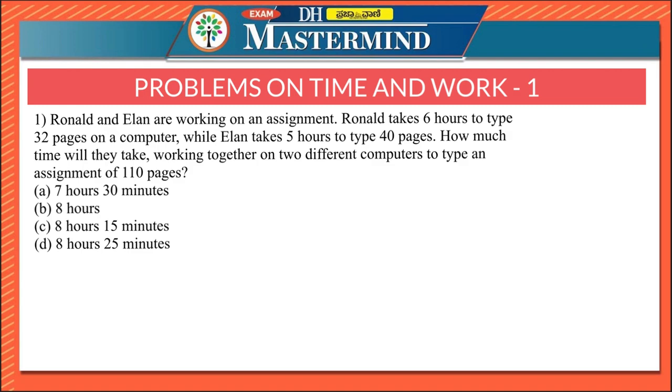So number of pages typed by Ronald in 1 hour will be equal to 32 by 6 because he typed 32 pages in 6 hours. So therefore in 1 hour he types 32 by 6 pages. Therefore that is nothing but 16 by 3 pages.